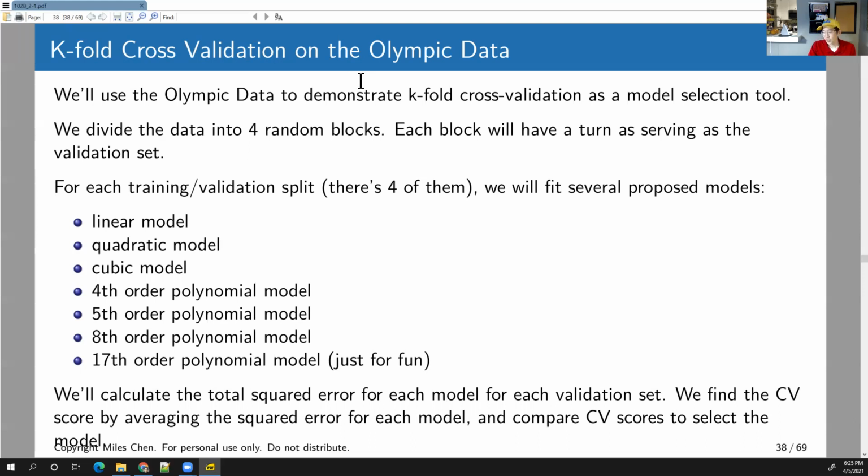Just for illustration, I'm going to fit a linear model, quadratic, cubic, 4th order, 5th order, 8th order, and just for fun, we'll fit a 17th order polynomial, so you can see that fitting higher degree polynomials is not always going to result in better outcomes. We're going to calculate the total squared error for each model, for each validation set, and calculate the cross-validation score by averaging the total squared error for each model. And we're going to compare those cross-validation scores from each of the different models.